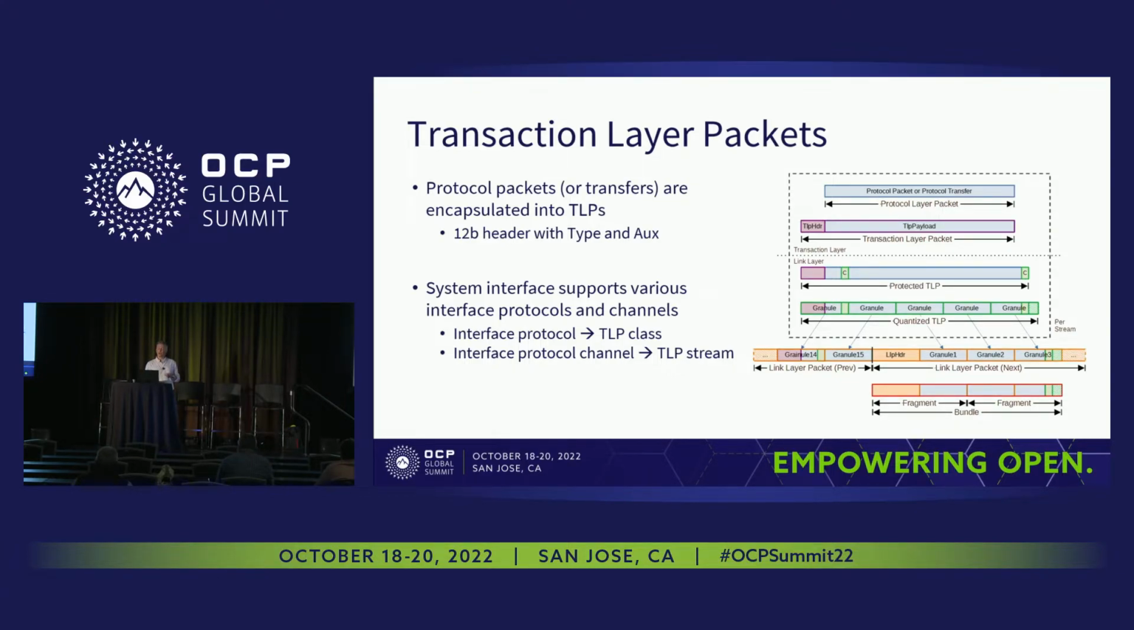TLP encapsulation occurs for each TLP stream individually, as represented by the dashed box. TLP streams are grouped into TLP classes that basically correspond to an interface protocol. For example, a TLP class for AXI consists of all the TLP streams that correspond to the individual AXI channels. System interfaces may implement one or more TLP streams. This classification allows implementations to optimize the metadata for a given TLP class and is particularly relevant for the flow control mechanisms I'll discuss shortly.